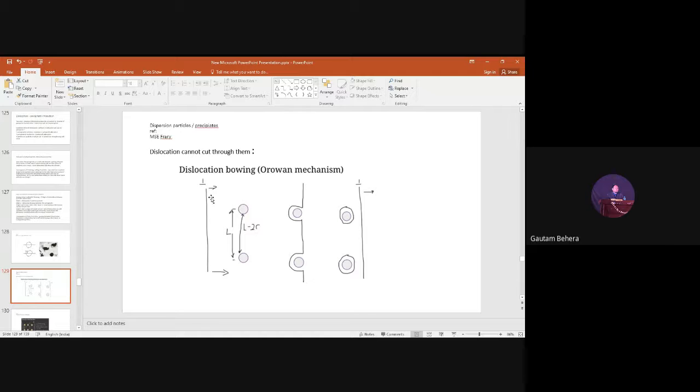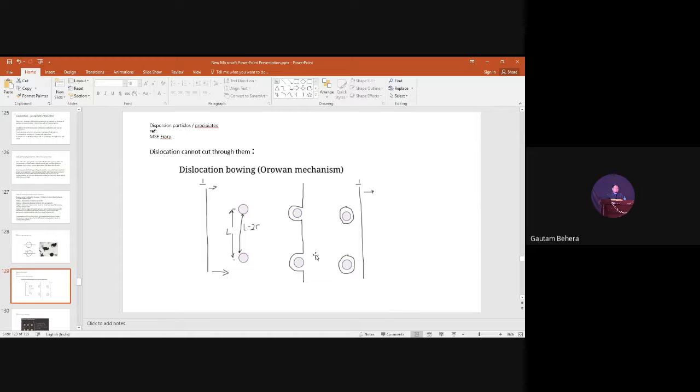Listen to the question carefully. I have asked what happened to the next dislocation. Suppose the next dislocation is coming, but it cannot go easily. It cannot bow like this. It will be very difficult to bow. You have to apply a lot of stress to bow it again.